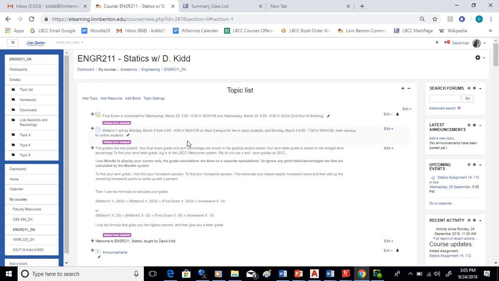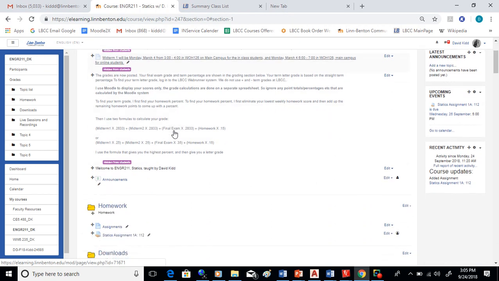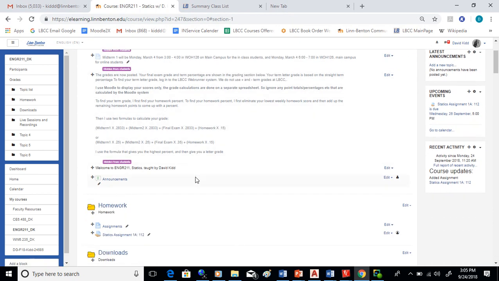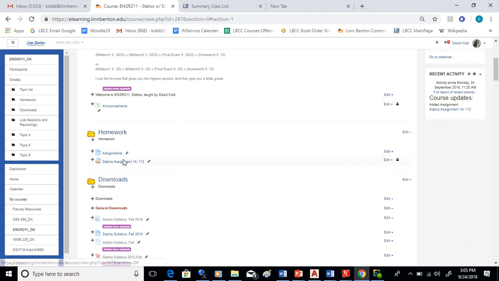All right, so here's the Moodle page. This is my version of it, so it might have more things in it than yours does, but this is the basic idea here. On the top, we can have some basic announcements. That's usually what we have up top.